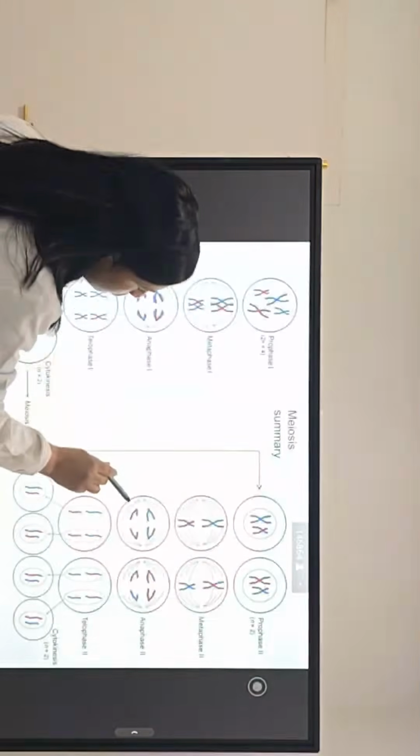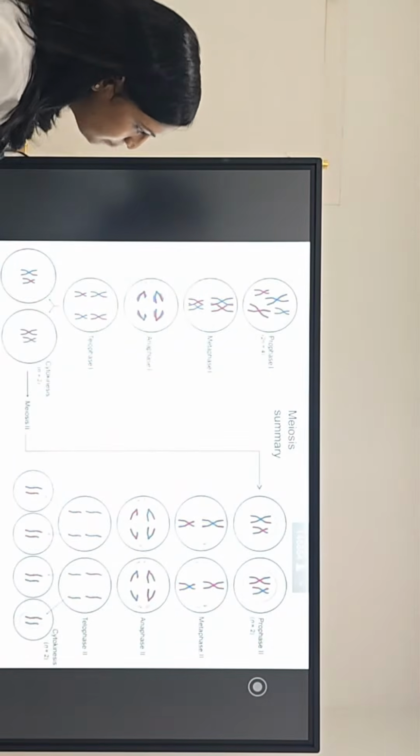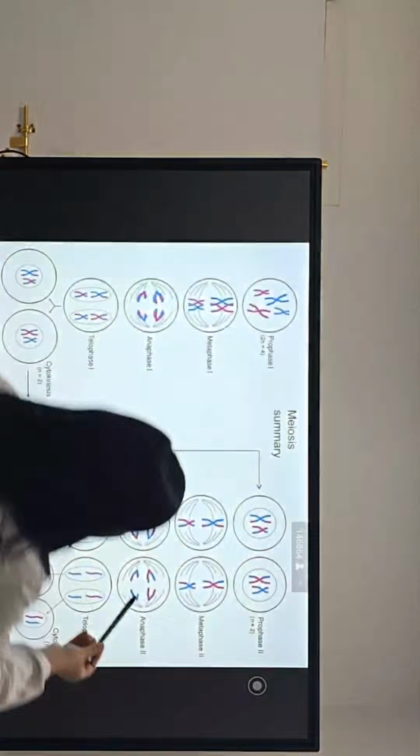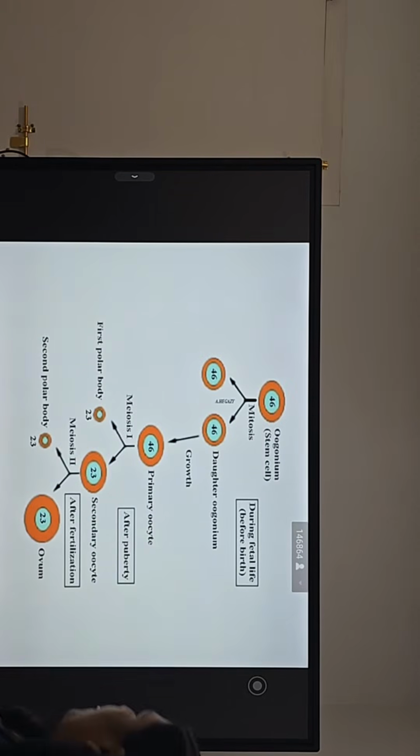Then meiosis 2 occurs, in which the chromosome number remains the same. It is just like mitosis. It also has 4 stages: prophase 2, metaphase 2, anaphase 2 and telophase 2. And finally, there will be a formation of 4 haploid cells.